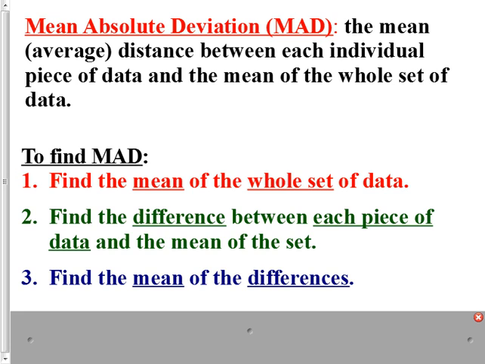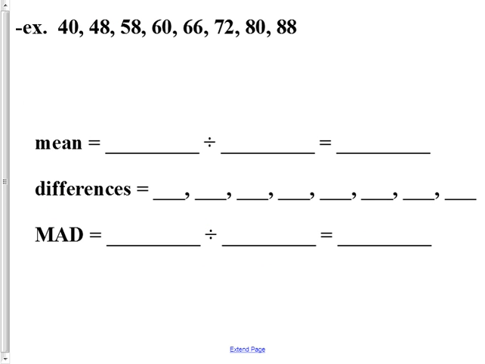So let's take a look at an example. Here's our set of data. The first thing we need to do is find the mean of that set of data. If I add all of those pieces of data together, I'm going to get 512. So 512 divided by 8, since there are 8 pieces of data, is 64. The mean of the set of data is 64.